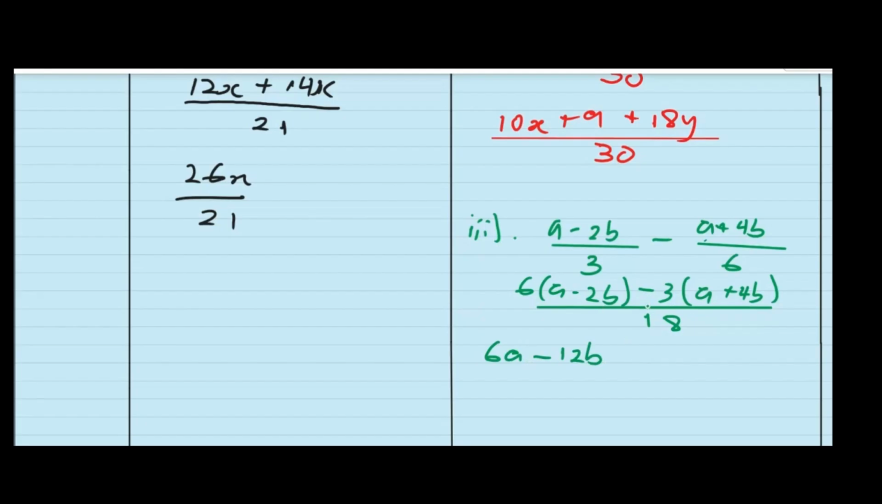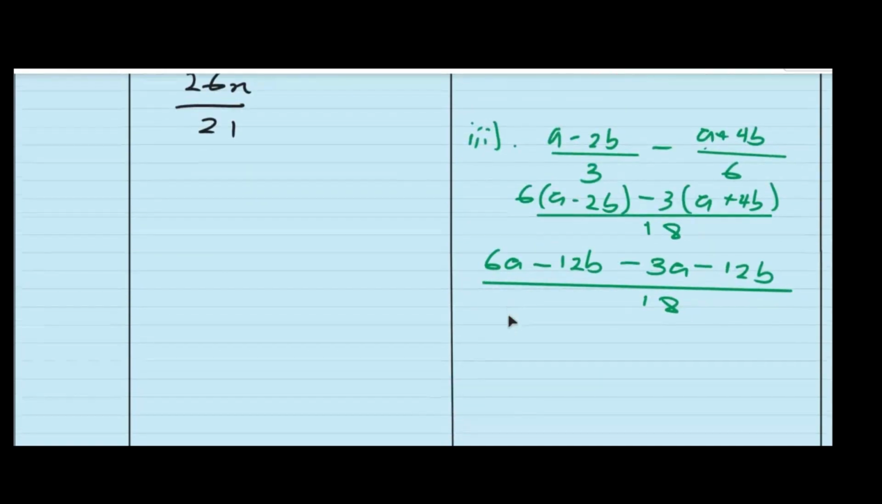Let's come to the second part. Negative 3 times a. You see, I didn't say 3 times a, but rather negative 3 times a, because this negative sign here is affecting the number. So don't take this one as 3, but rather negative 3. So negative 3 times a is going to give us negative 3a. And then negative 3 times positive 4b is going to give us negative 12b. So don't forget that it is all over 18.